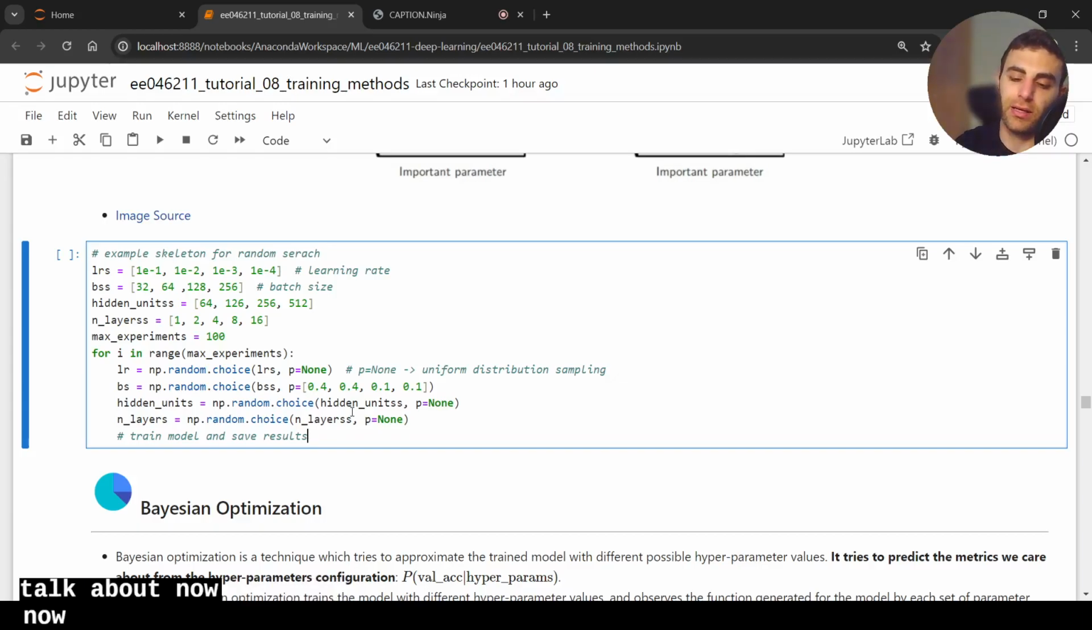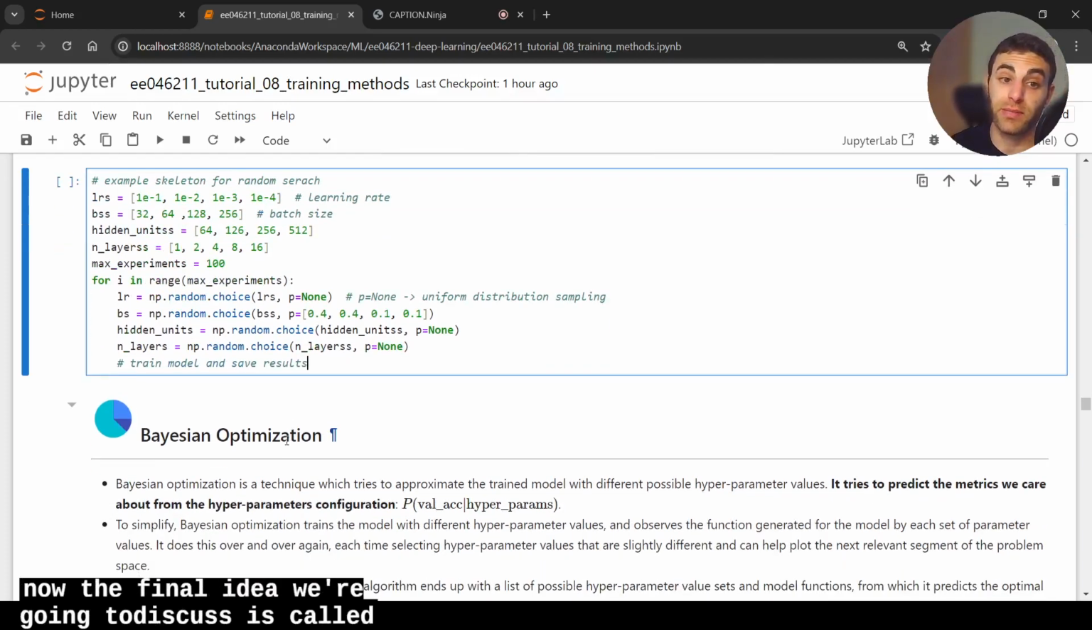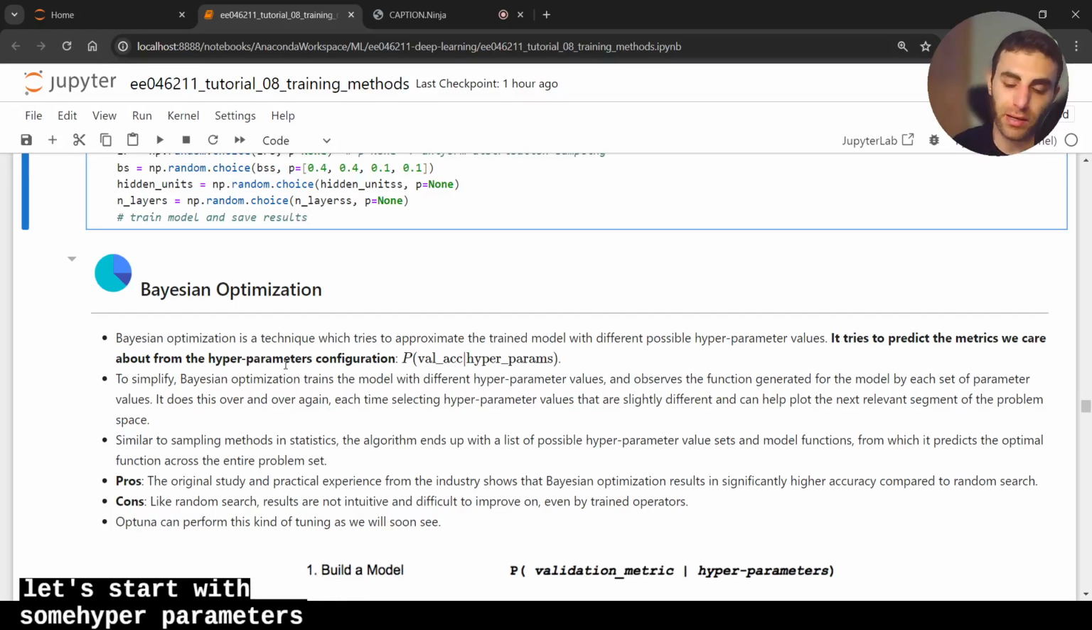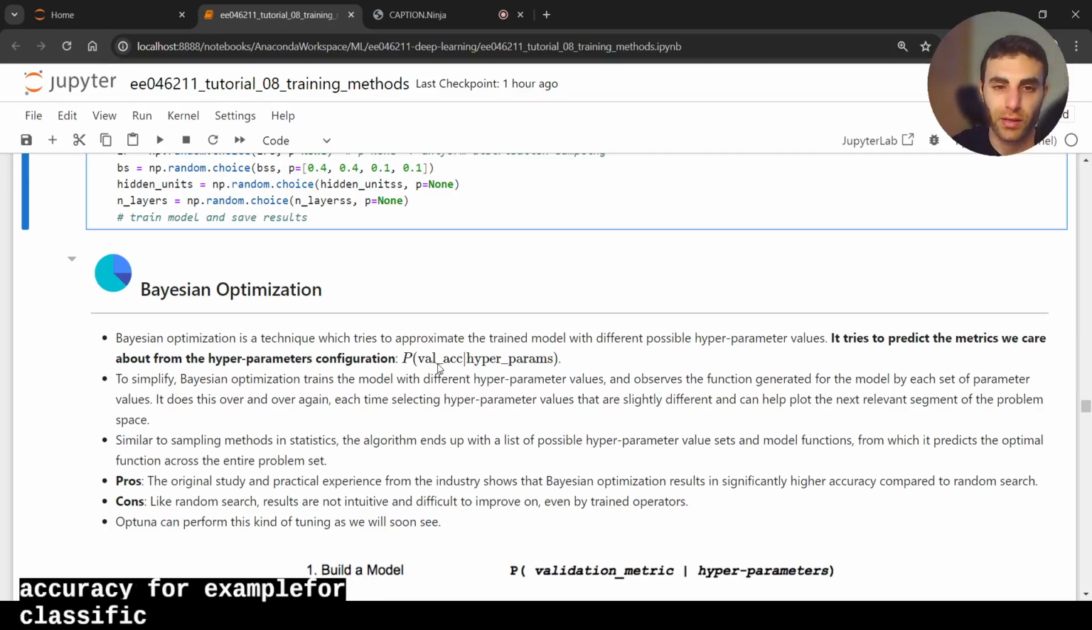Now, the final idea we're going to discuss is called Bayesian optimization. The idea is that we can actually try to predict the metrics we are trying to optimize from the hyperparameter configuration. So Bayesian optimization suggests the following idea. Let's start with some hyperparameters. Then as we go on, we will build a model that will model the probability of, given the hyperparameters, what will be the validation accuracy, for example, for classification. Now, this may sound a bit difficult to implement, but don't worry, we have frameworks to do this.